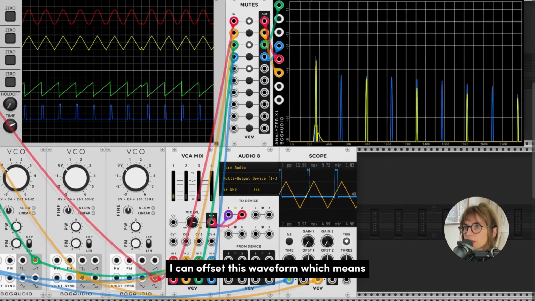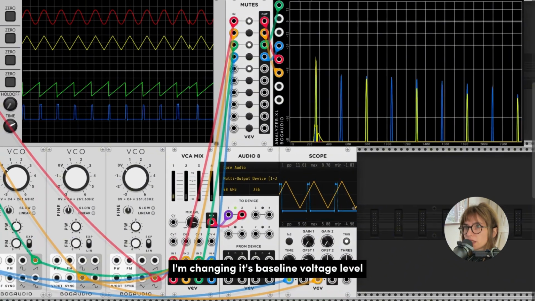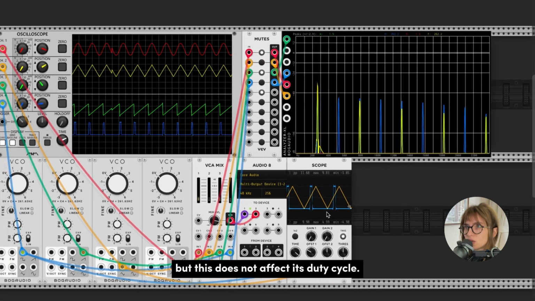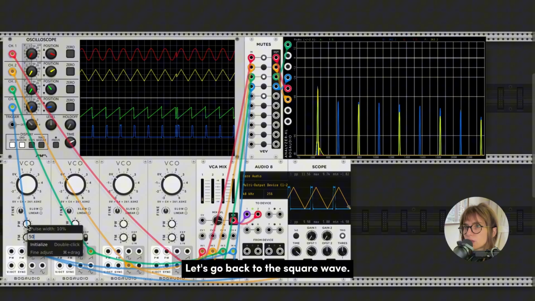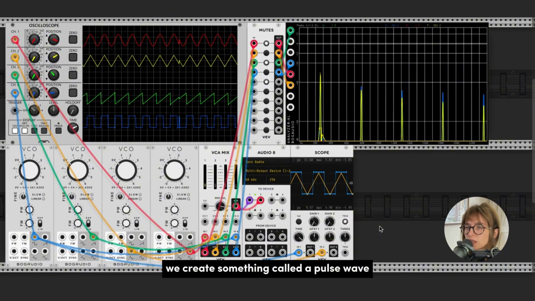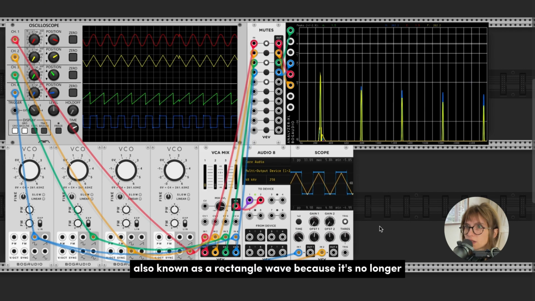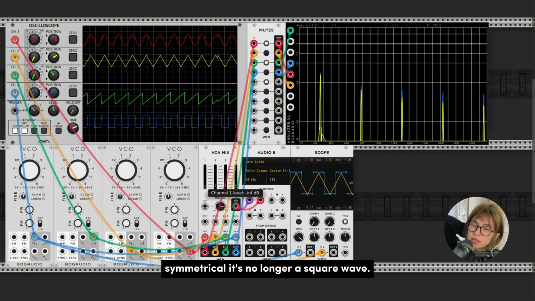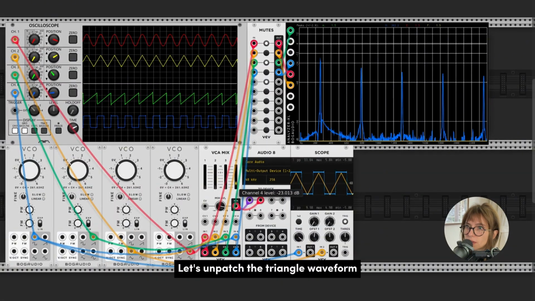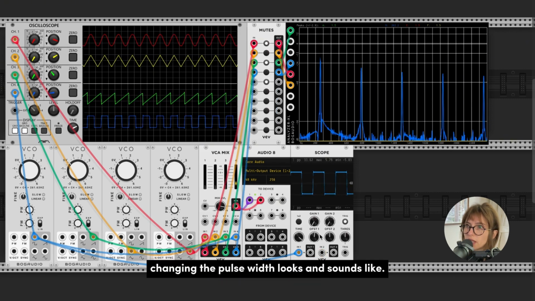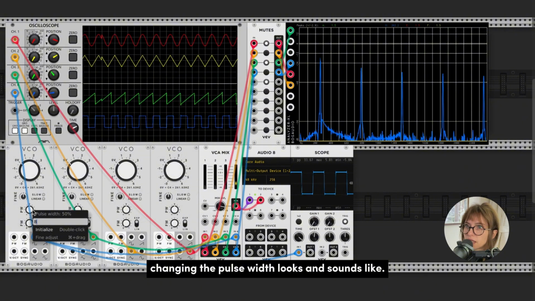I can offset this waveform, which means I'm changing its baseline voltage level, but this does not affect its duty cycle. Let's go back to the square wave. So by modifying the square wave's duty cycle, we create something called a pulse wave, also known as a rectangle wave, because it's no longer symmetrical, so it's no longer a square wave. Let's unpatch the triangle waveform. Let's see and hear how changing the pulse width looks and sounds.